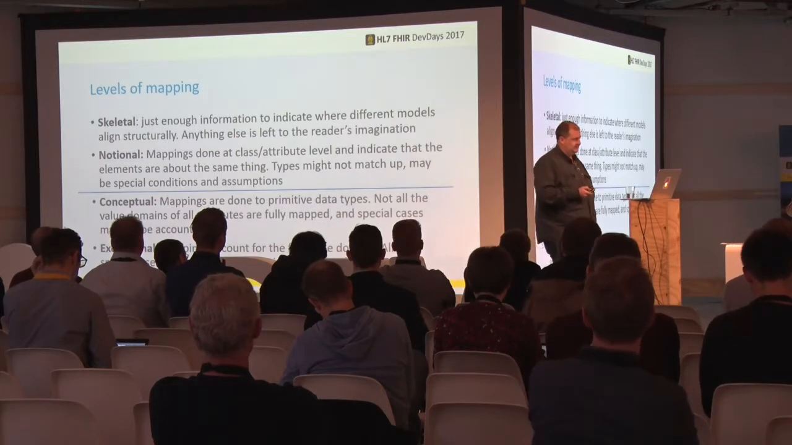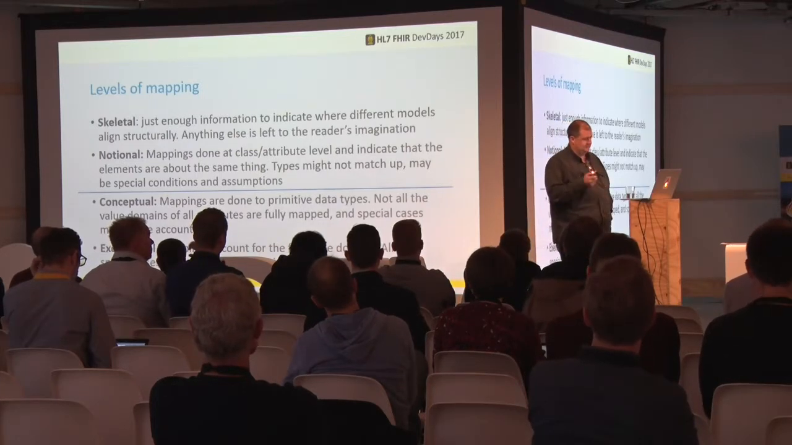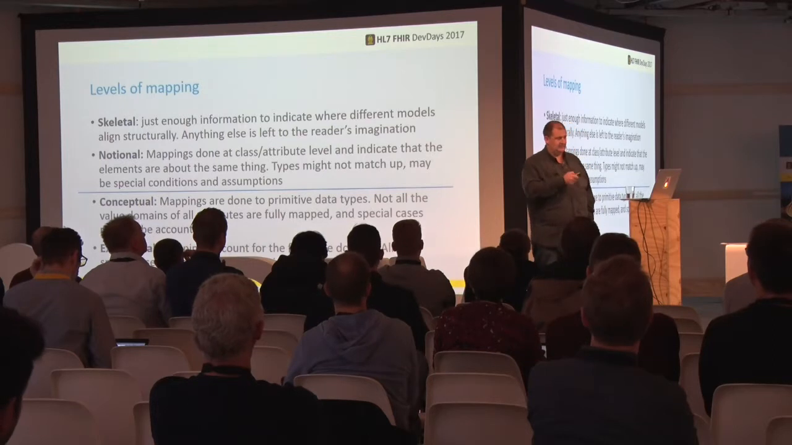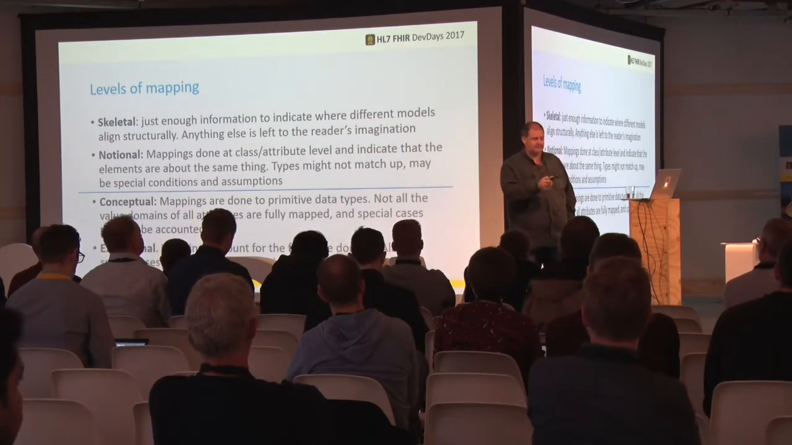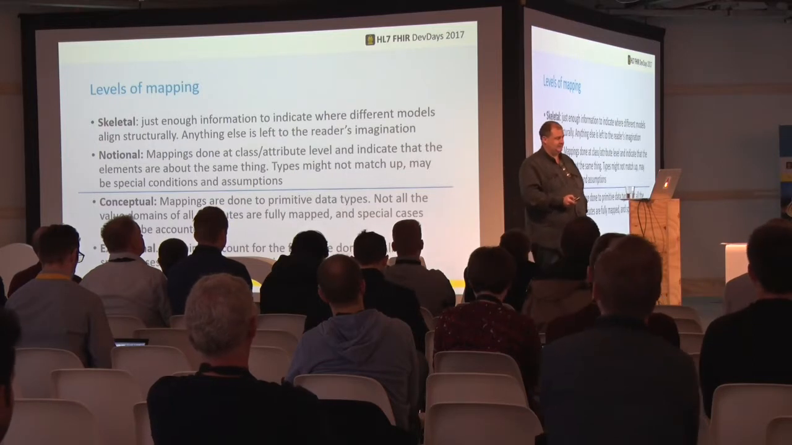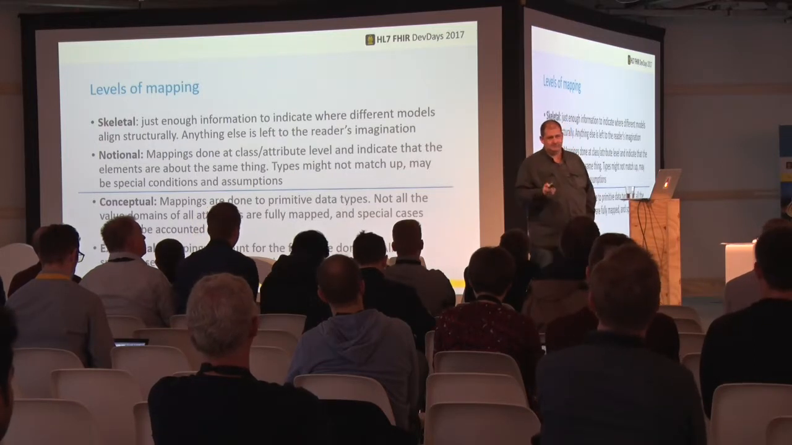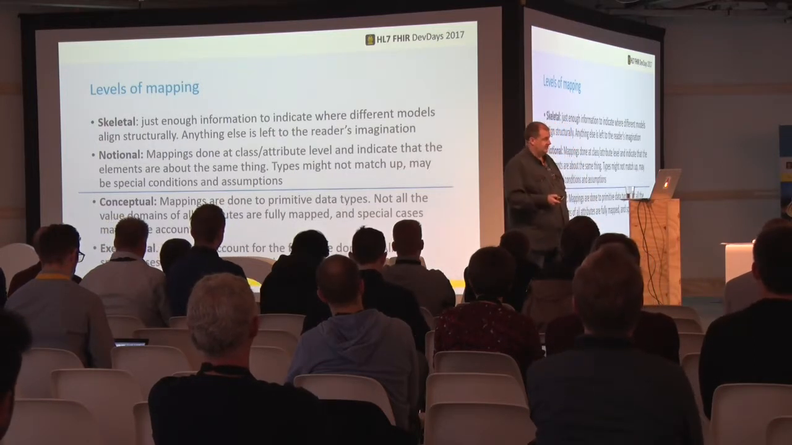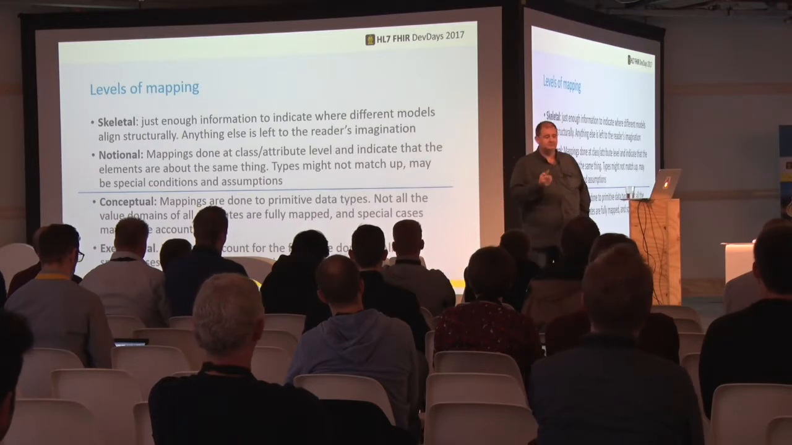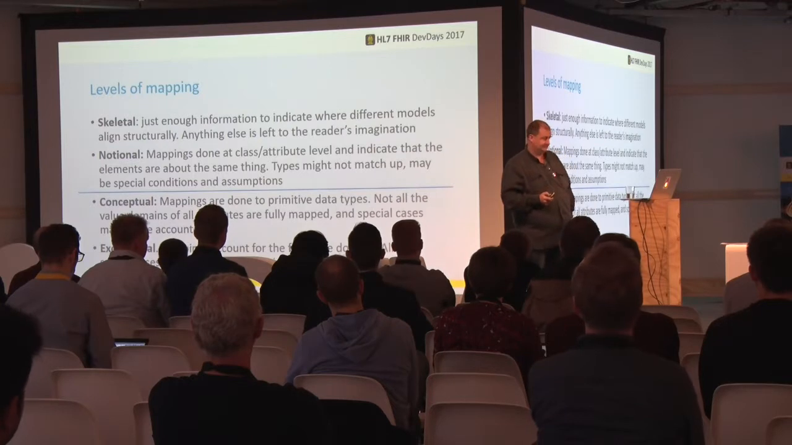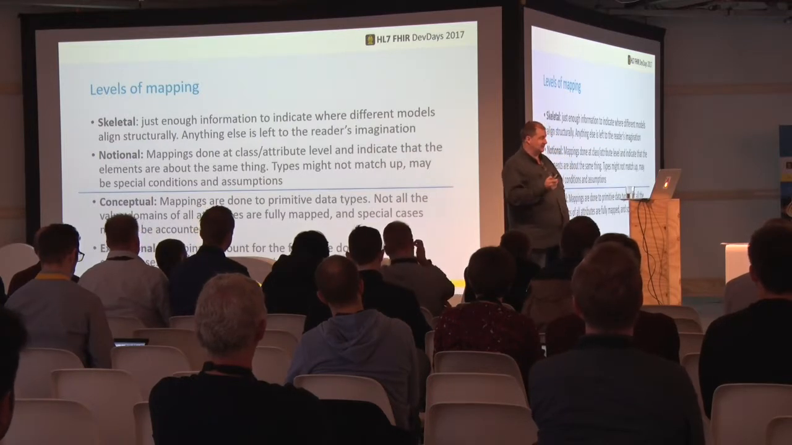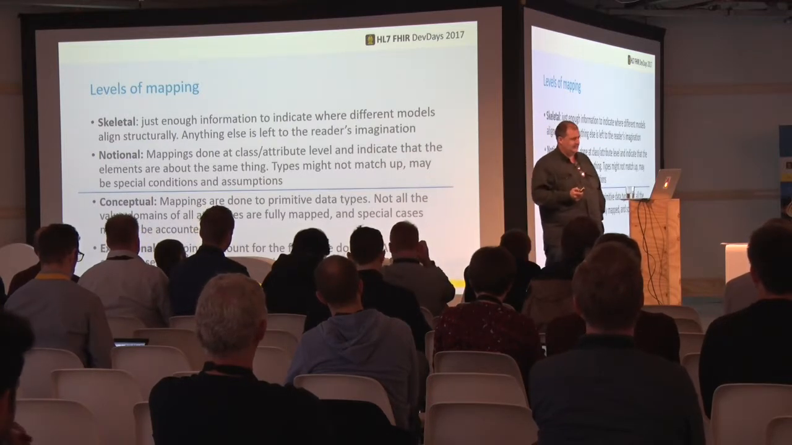And then the next level, which we call conceptual, is that the concepts are fully mapped. And we've gone through and we've chased down all references and we've chased down to primitive attributes and mapped from primitive attribute to primitive attributes in all cases. And most people, when they do mapping between models, this is what they think they're doing. Sometimes it's not what they're actually doing, but it's what they think they're doing.